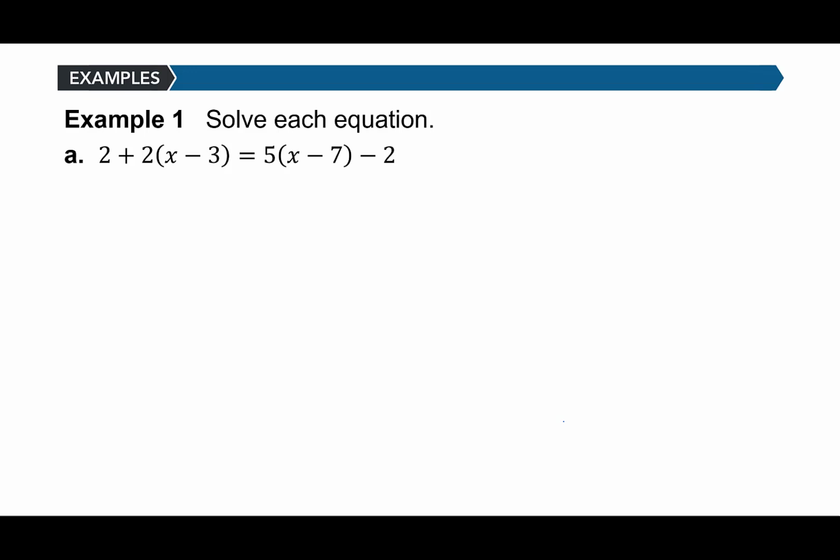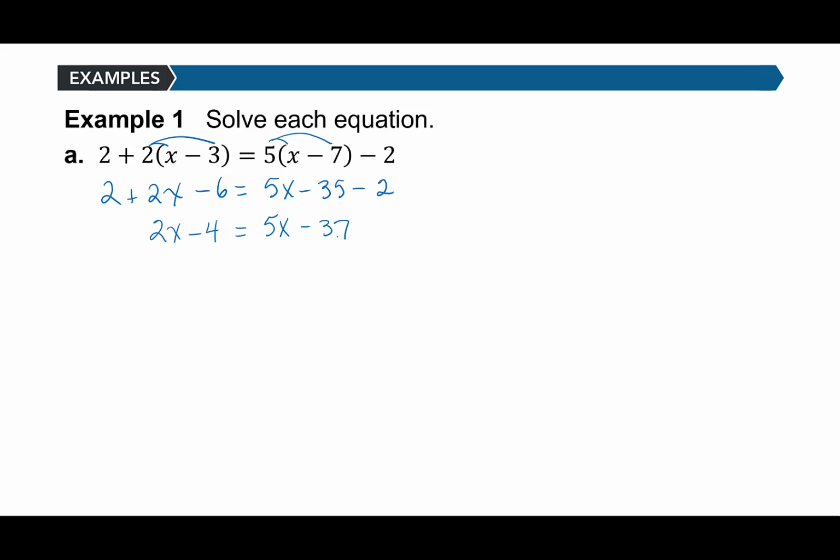So on the left, we're going to write this as 2 plus, now distribute. This would be 2x minus 6 equals, on the right, distribute the 5 to get 5x minus 35, and then minus 2. We can combine like terms to get 2x. 2 minus 6 is minus 4 equals 5x minus 35 minus 2 is minus 37.